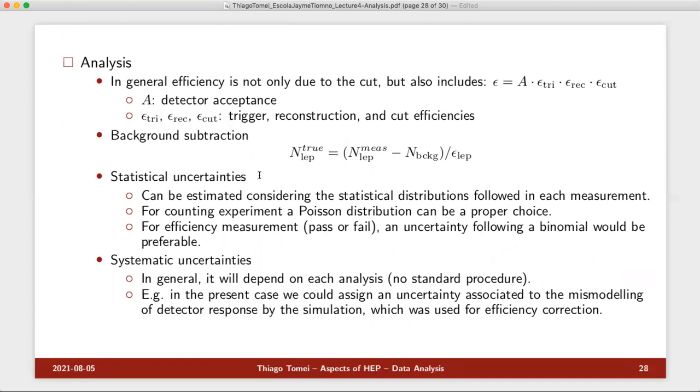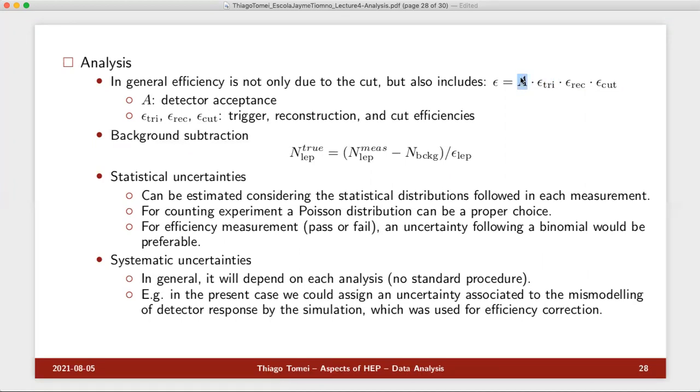In general, the efficiency is not only due to the cut, but also has, as I said, the efficiency of actually reconstructing the leptons and the hadrons, the efficiency of triggering the event. Remember, you have to do some kind of online analysis to see if you throw away the event forever or keep it for further analysis. I spoke about this at the end of last lecture.